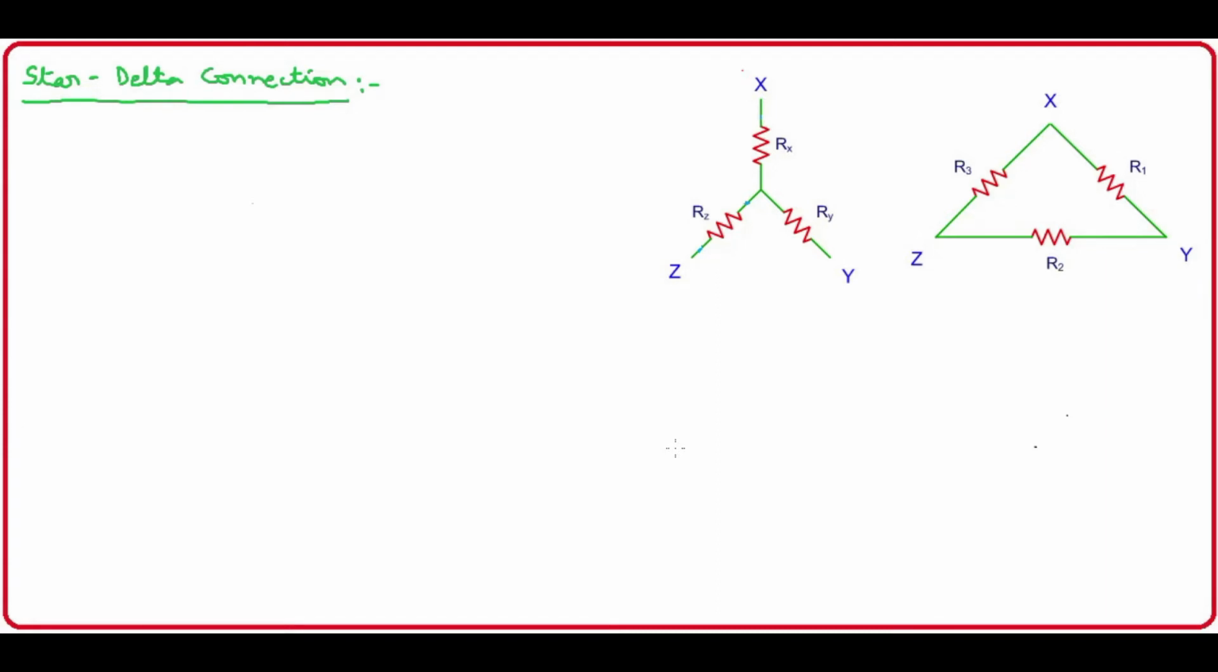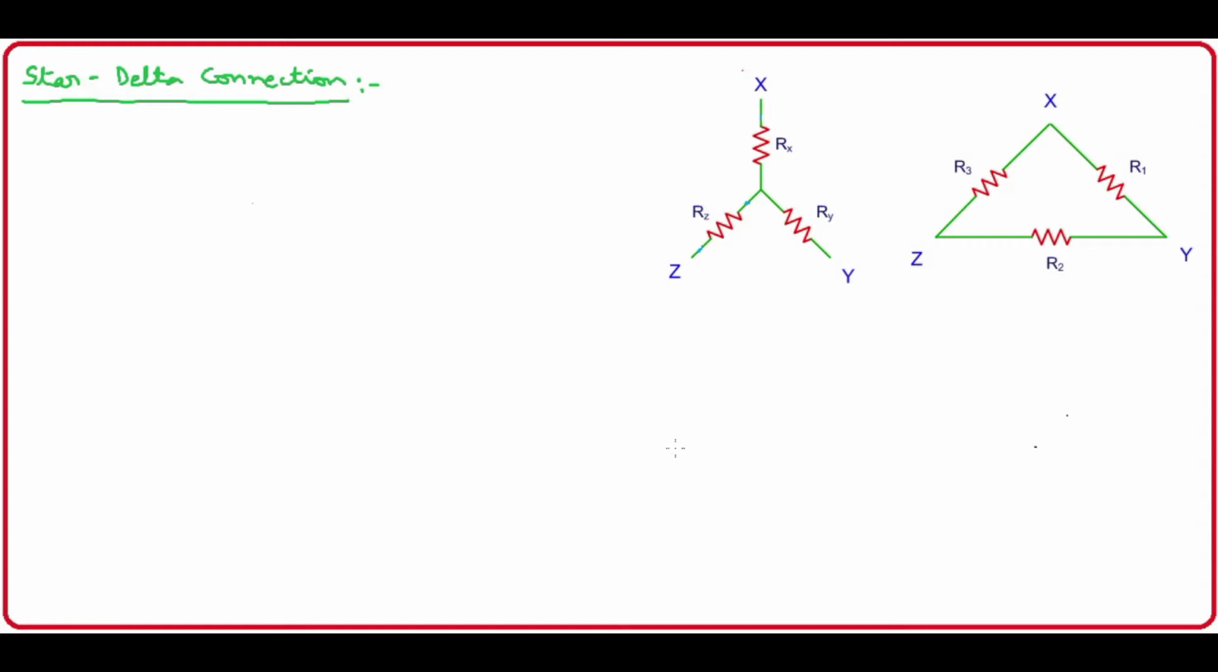Hi friends, this is another type of connection. Just like series connection and parallel connection, this is another type of connection: star connection and delta connection. In this video we will see how these two are related.